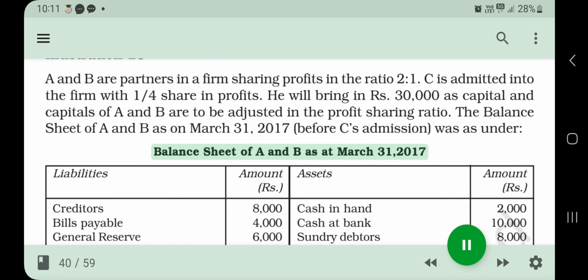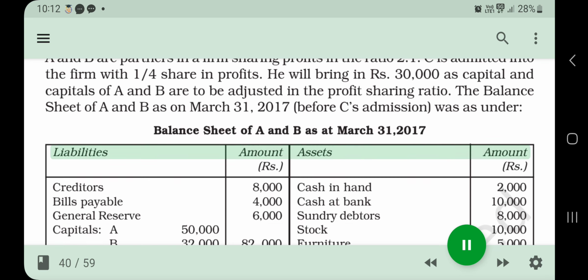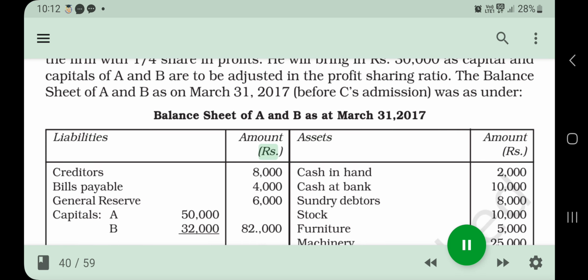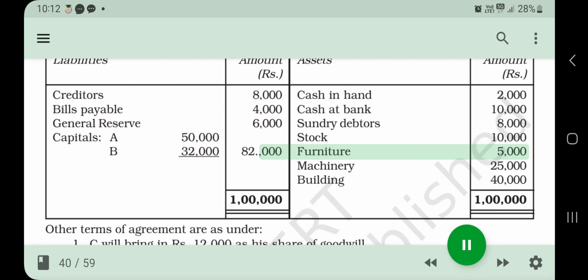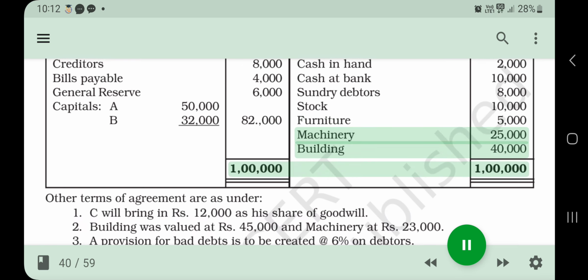Balance sheet of A and B as at March 31, 2017. Liabilities, amount; assets, amount. Creditors 8,000; cash in hand 2,000; bills payable 4,000; cash at bank 10,000; general reserve 6,000; sundry debtors 8,000; capitals: A 50,000; stock 10,000; B 32,000; furniture 5,000; machinery 25,000; building 40,000; total 100,000 on both sides.